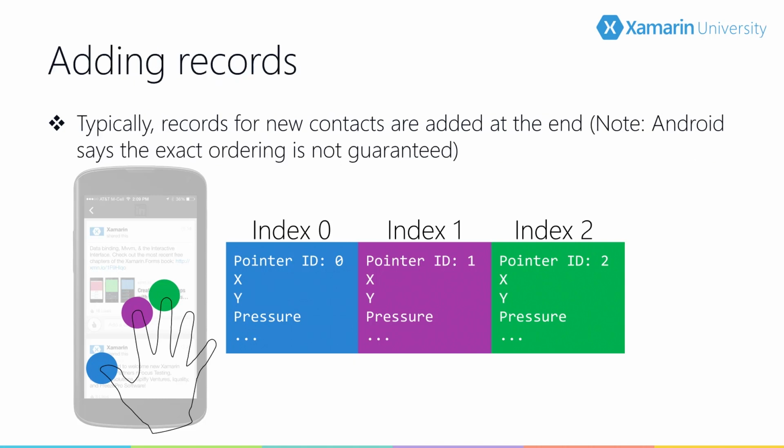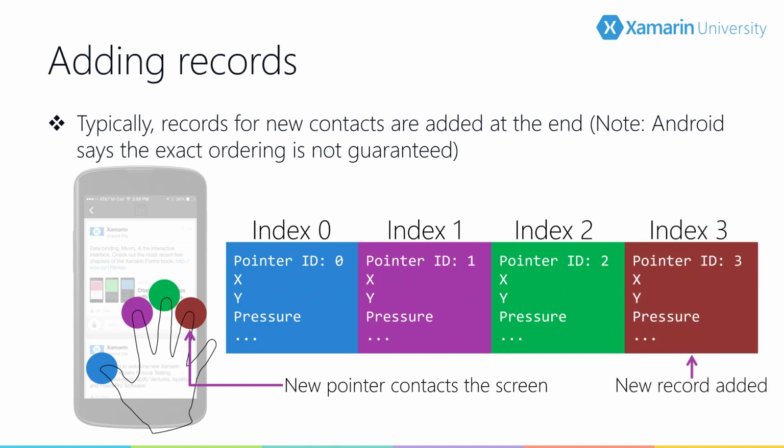When a new finger contacts the screen, a new record is created and added to the collection. Technically, the Android documentation says that the order in which individual pointers appear within a motion event is undefined. In practice, the new records seem to be added at the end.